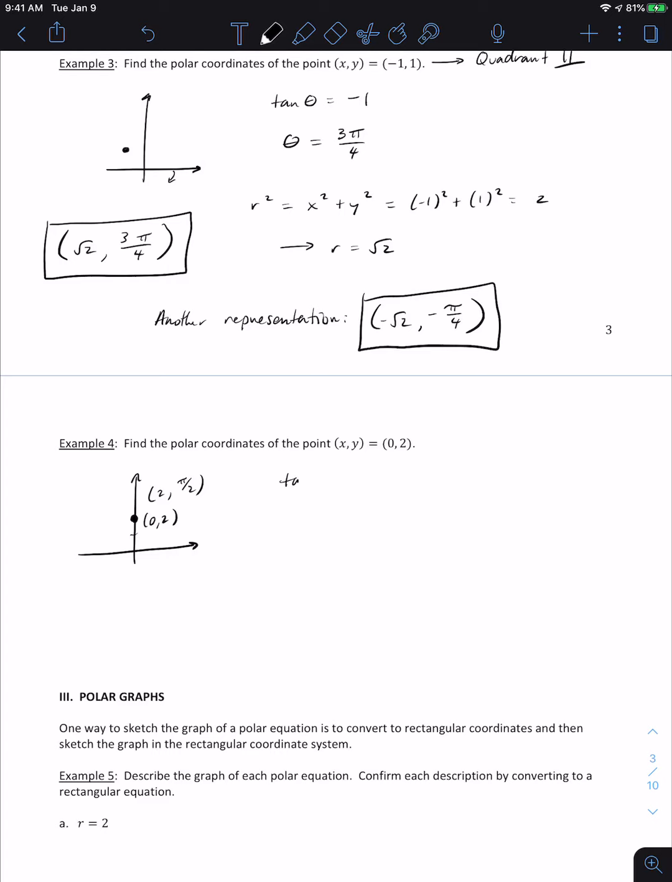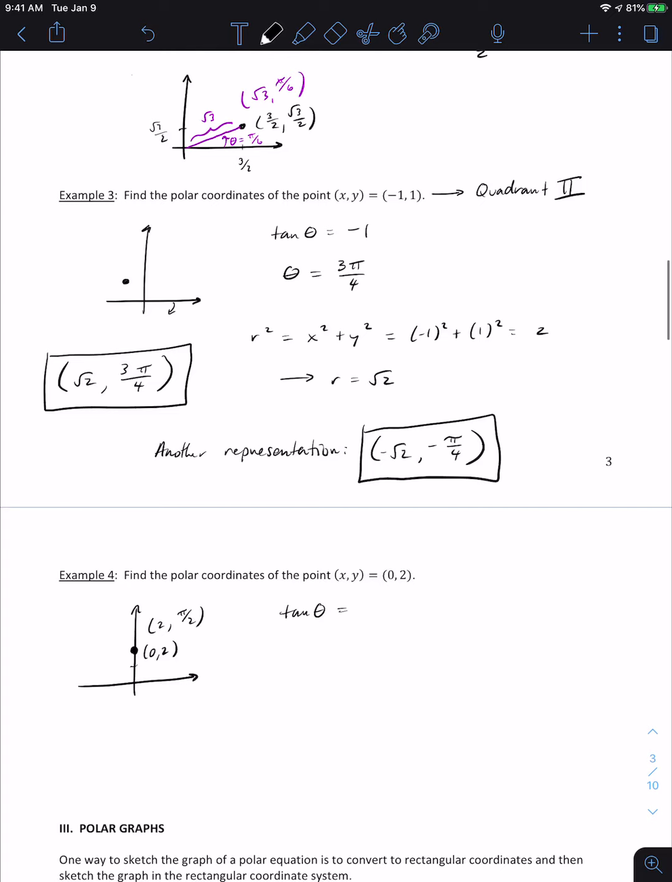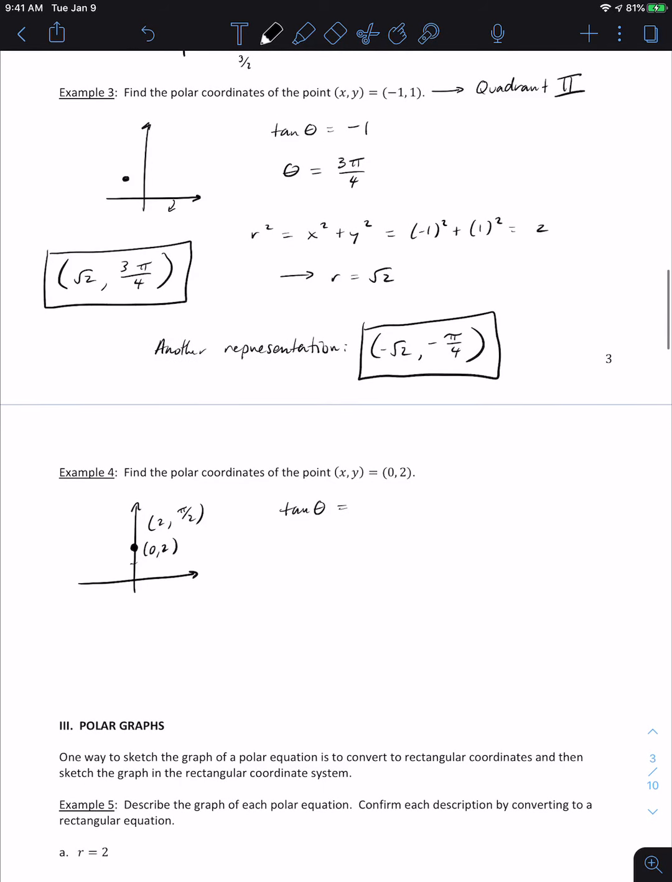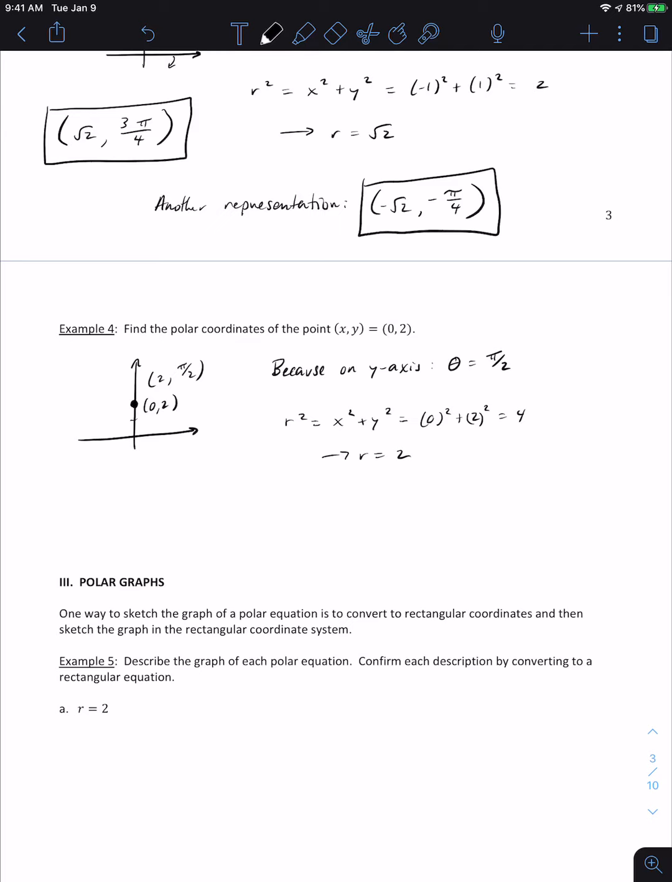But let's prove why that is. So tangent of theta is equal to y over x. Well, actually, if I look at y over x, I'm going to be in trouble. So I noticed that because I'm on the y axis, I know that my angle is going to be pi over 2. Because if I try to do y over x, I'd end up with 2 over 0, which would get me in trouble. But I can just use common sense here to get that one. Now, r squared is equal to x squared plus y squared. x squared is 0, so 0 squared plus 2 squared is going to give me 4, so that means r is equal to 2. So just as we expected, r equals 2, theta equals pi over 2, and that would work.